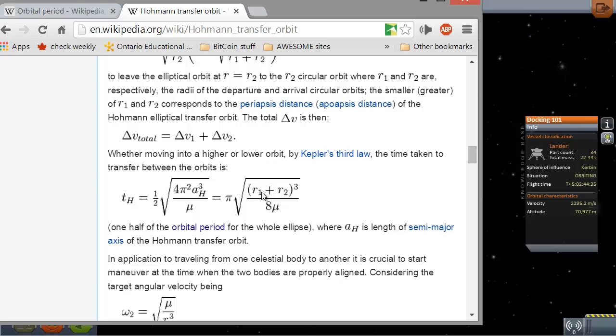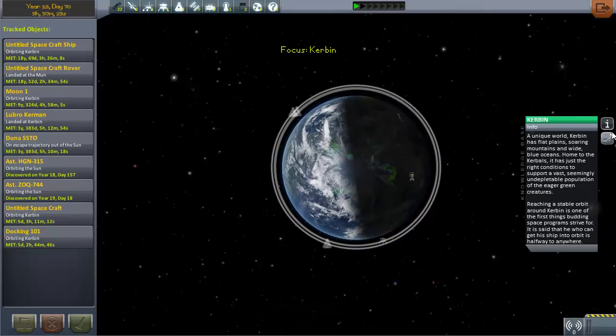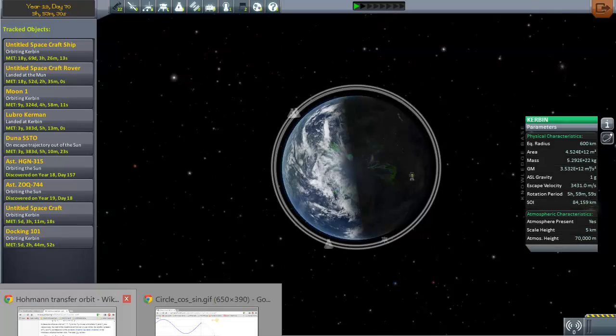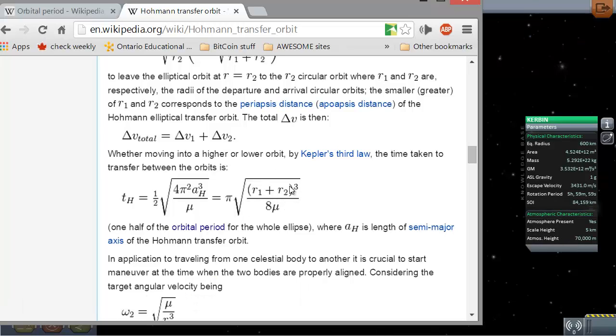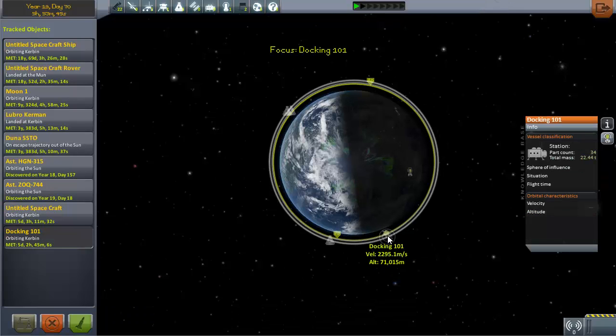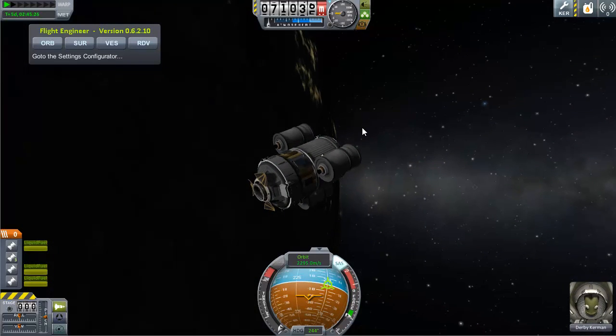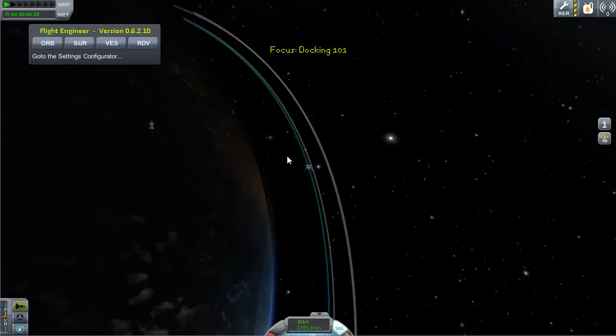It's radius 1 plus radius 2, so this is our value a1 plus value a2, divided by 8 mu, which is the value that I showed you before. It's right here, 8 GMs. And then, oh, this also has to be cubed, and then square root of that and multiplied by pi. So it does look pretty complicated, but this will actually give me time in seconds of how long it takes for my bottom spaceship, for this docking station. So essentially what this shows me is how long it takes for this spaceship to go from its old orbit of 71 kilometers to a new orbit of about 100 kilometers.